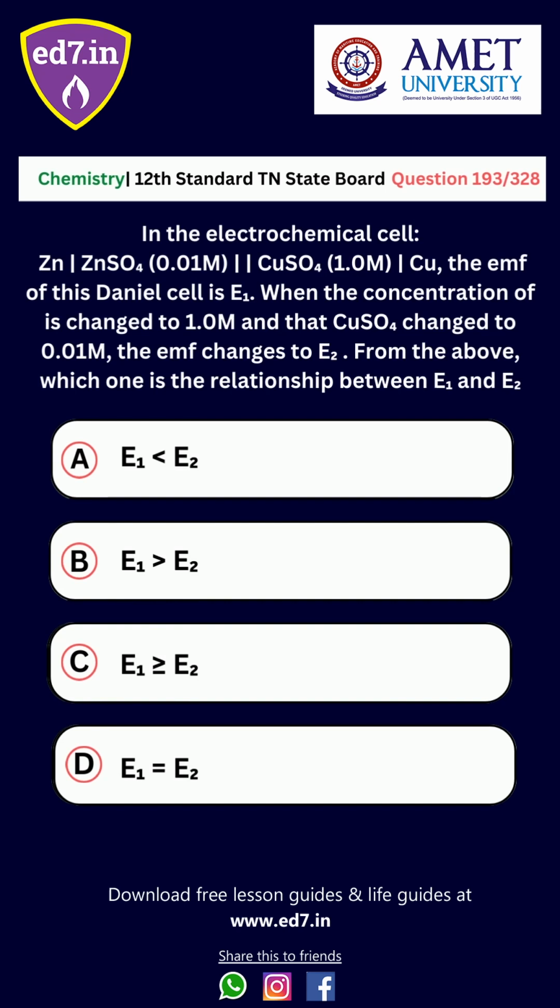Question number 193. In the electrochemical cell Zn | ZnSO4 (0.01 M) || CuSO4 (1.0 M) | Cu, the EMF of this Daniell cell is E1. When the concentration of ZnSO4 is changed to 1.0 M and that of CuSO4 changed to 0.01 M, the EMF changes to E2. From the above, which one is the relationship between E1 and E2? Option A. E1 is less than E2. Option B. E1 is greater than E2. Option C. E2 is greater than or equal to E1. Option D. E1 is equal to E2. The correct option is option B. E1 is greater than E2.